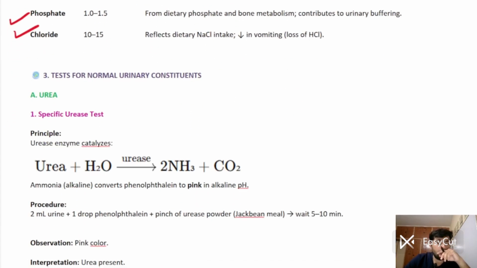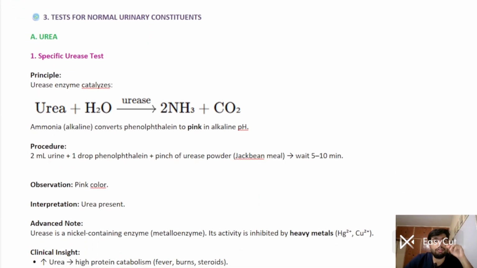Okay, so now coming to the main part, that is the tests for normal urinary constituents. What are the different tests you perform for normal urinary qualitative analysis? So the first test is for urea, and we have a specific urease test for it.